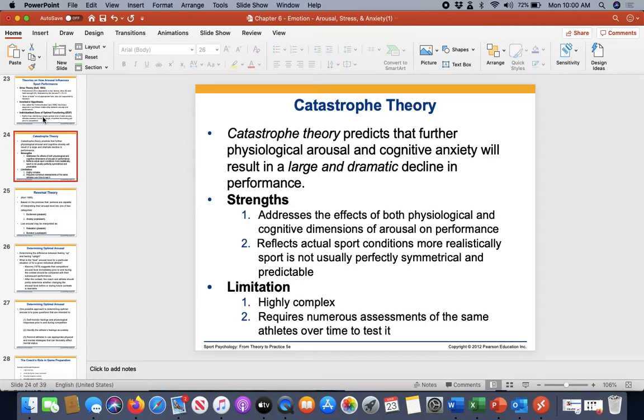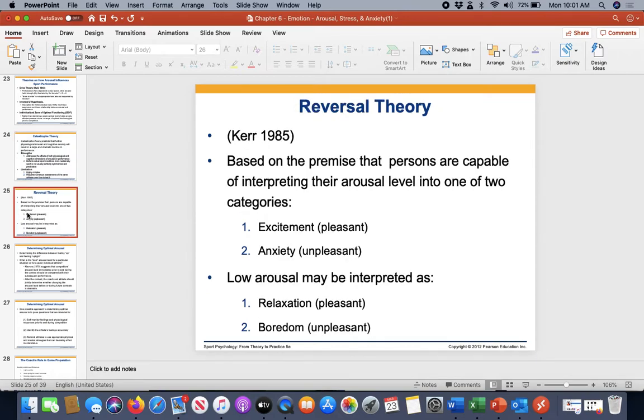So, just understand that that's basically like bombing out or choking. That's really what we're talking about here. If you continue to overstimulate, overactivate, and overarouse someone, or overexcite them, then it's going to fizzle out, and you're not going to be able to get the performance you need. The reversal theory is what we're talking about here.